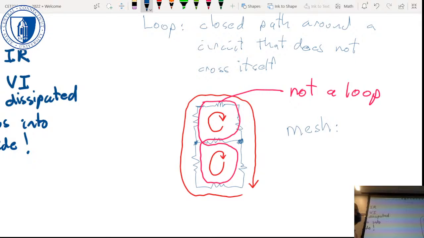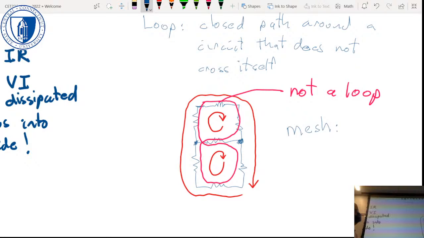So a mesh is a loop that cuts no branches. What's a branch? A branch is a circuit component. It's not a wire. It's a resistor, a capacitor, a power supply.